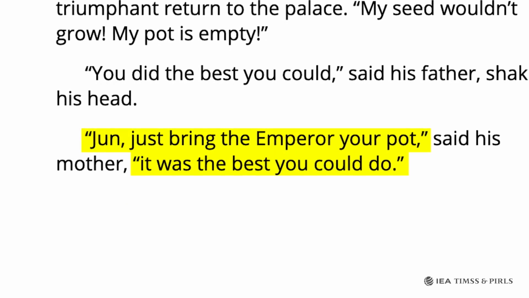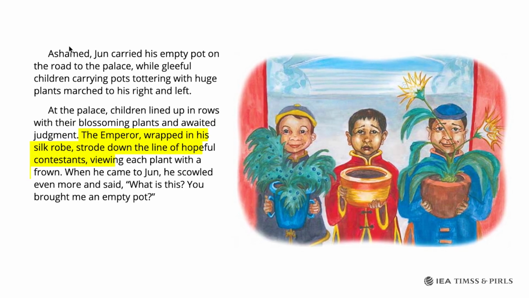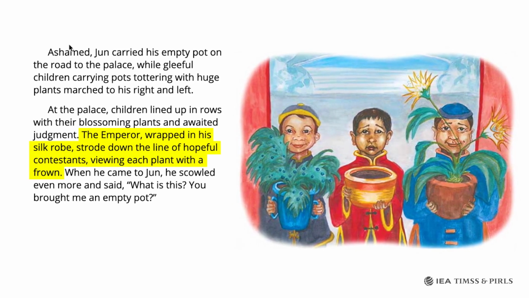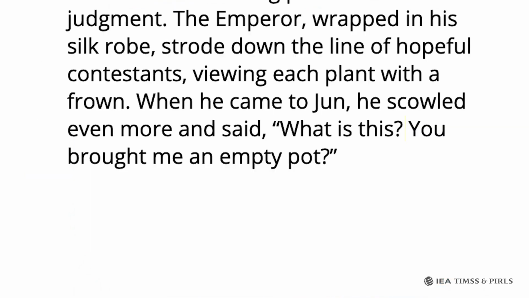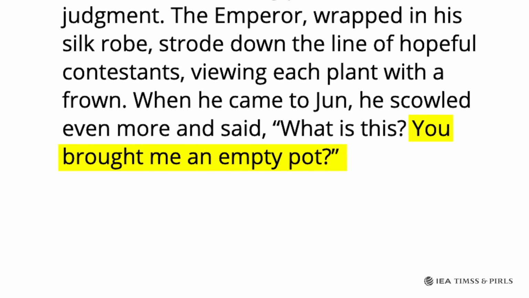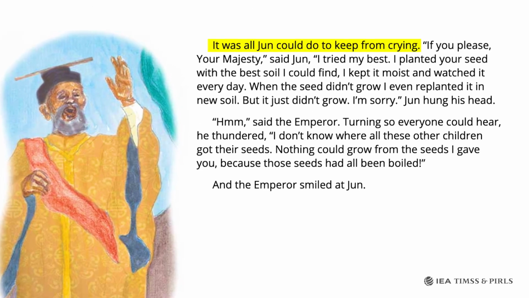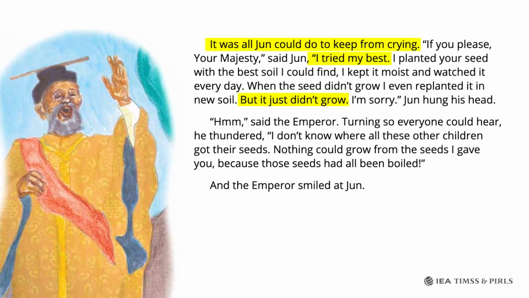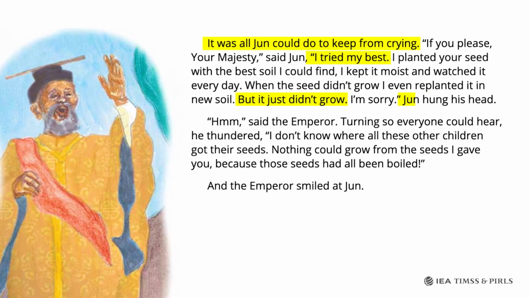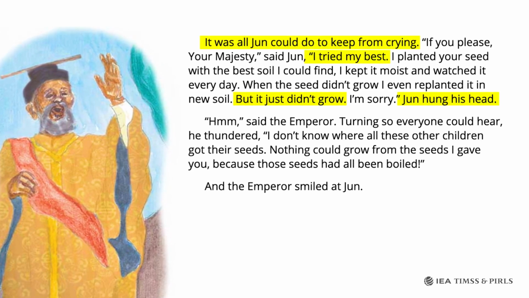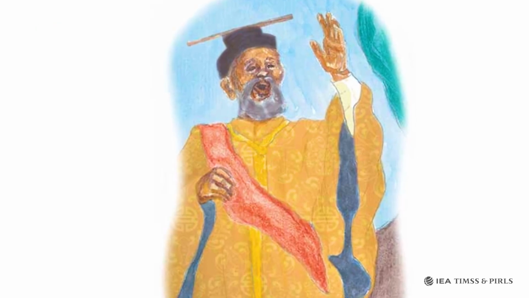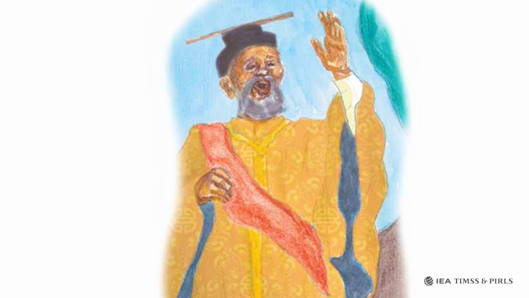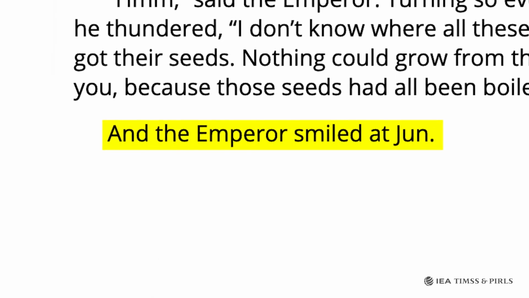The emperor walked down the rows of children holding huge, blossoming plants with a frown. He scowled even more when he came to Jun and said, "You brought me an empty pot?" Jun tried to keep from crying. "I tried my best, but it just didn't grow." Jun hung his head. Then, turning to everyone, the emperor thundered, "Nothing could grow from the seeds I gave out, because they've all been boiled." And the emperor smiled at Jun.